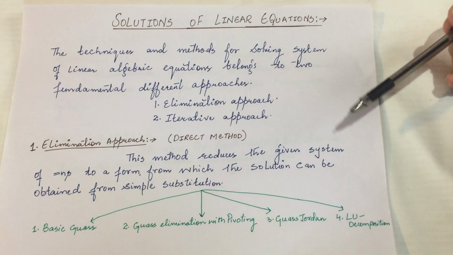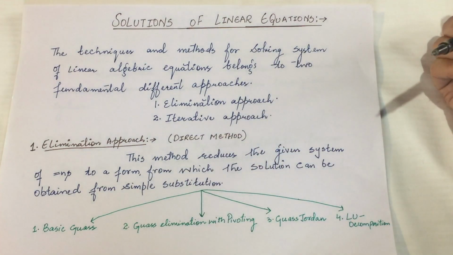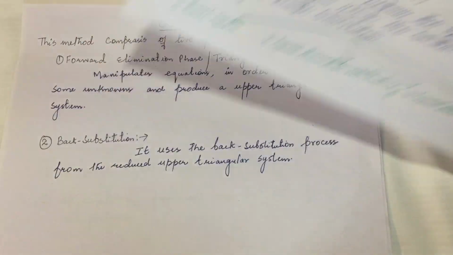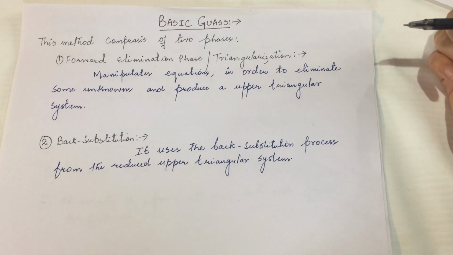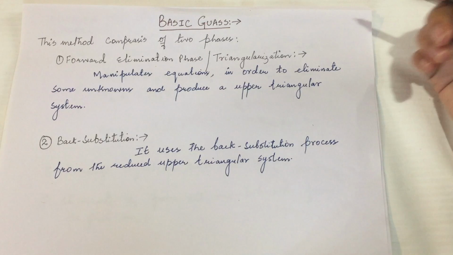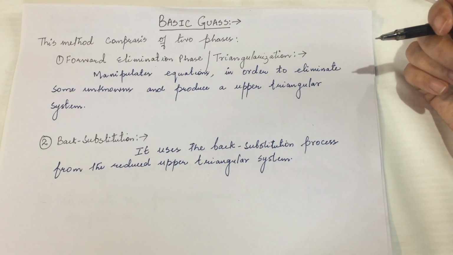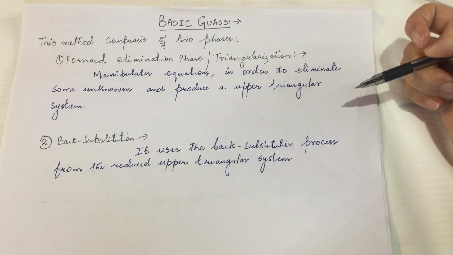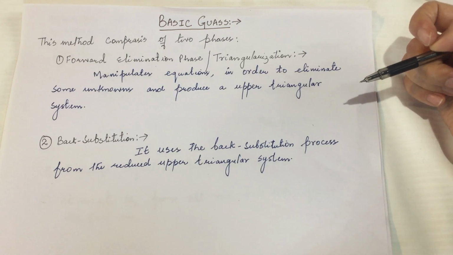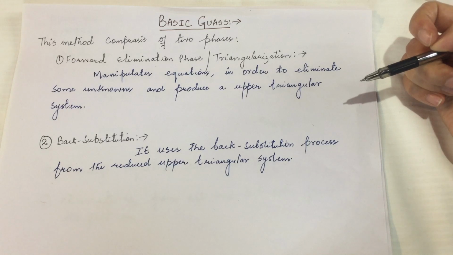So in this video we will take the Gauss elimination, or we can say the basic Gauss method, and we will try to check its algorithm, how the basic Gauss works. Basic Gauss, this method comprises two phases. When we try to solve the set of linear equations using the basic Gauss, it has two phases. Phase first is the forward elimination phase and phase second is the back substitution. In forward elimination, we try to manipulate the equations in order to eliminate some unknowns and produce an upper triangular system. And in back substitution, we are just substituting the values in the reduced upper triangular system.